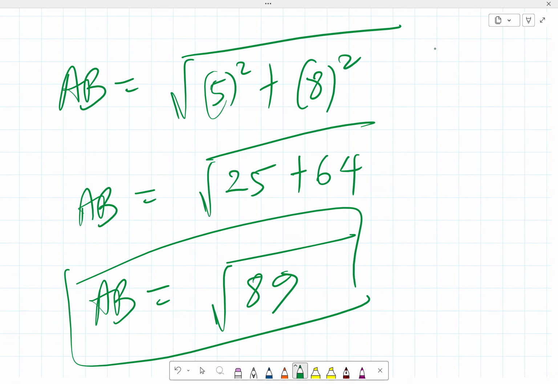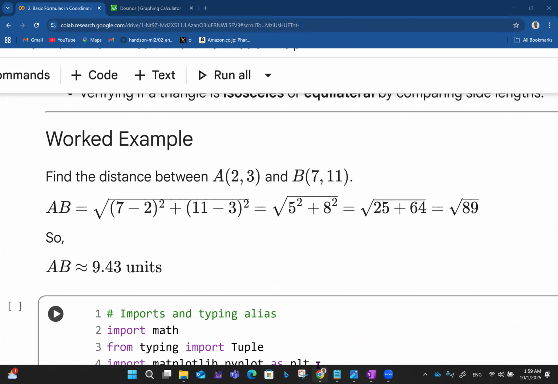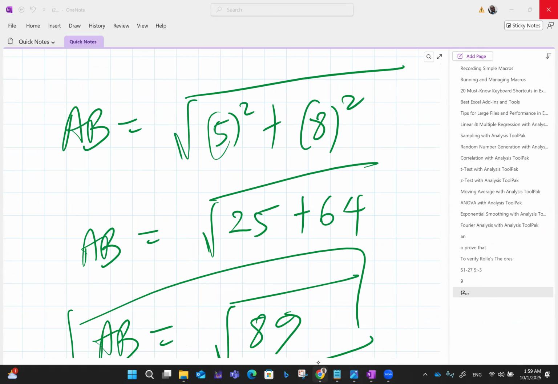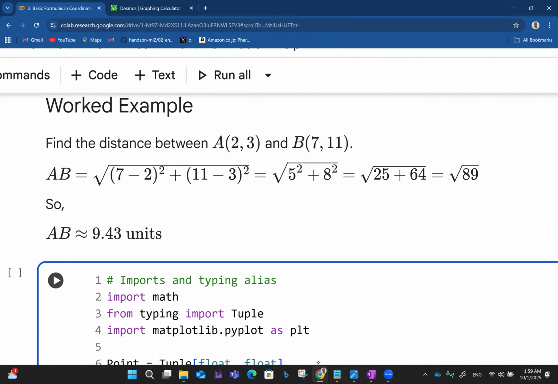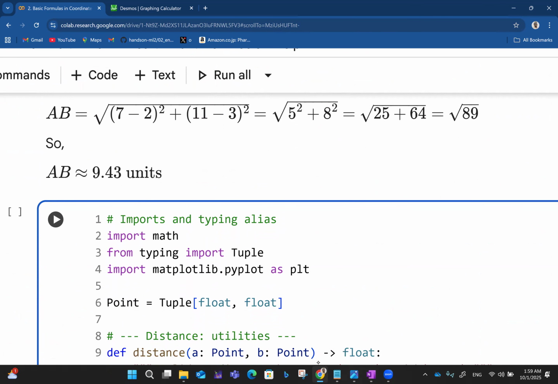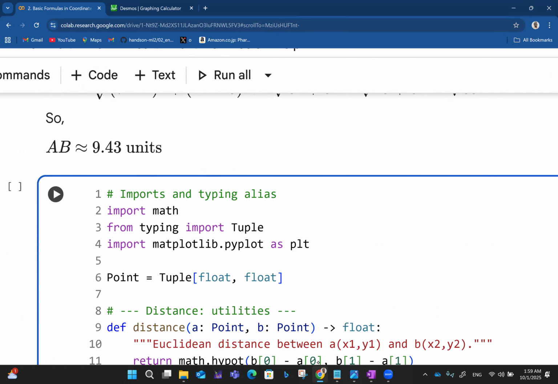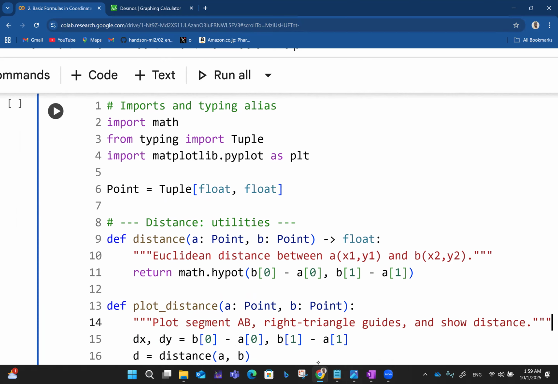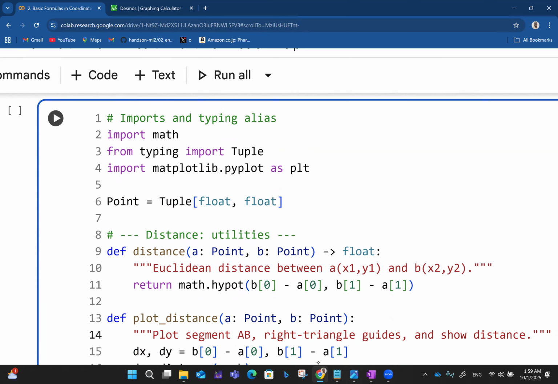Of course, we can break that down further by punching our calculator. So if we come here, we see the decimal. If you take the square root of 89, you get approximately 9.43 units. Of course, if you are given cm, that will be cm. If you are given kilometers, that will be kilometers instead of units. So whatever units, so 9.43 units.